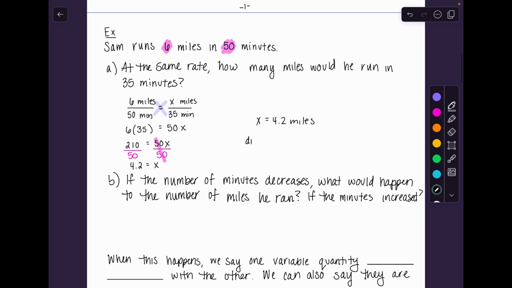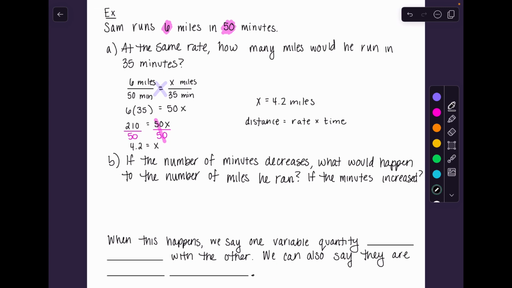So really another formula that you can use for this, if you're trying to find the distance someone's going to run, is the rate multiplied by the time. So if you think of driving 60 miles per hour for 3 hours, you multiply the two to figure out how far you drove. Okay. So this is a really great example of something that's known as direct variation.